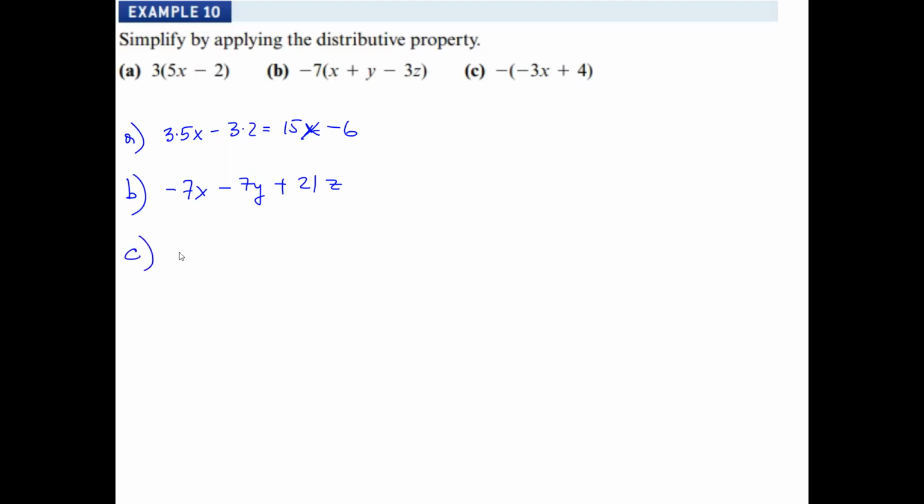C. 3x minus 4. Good? Guys, any questions? Everybody comfortable with those minuses up front? Okay. Do this 1, 2, 3, and when we finish, we take a break.